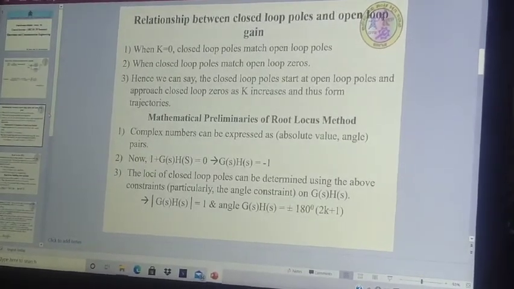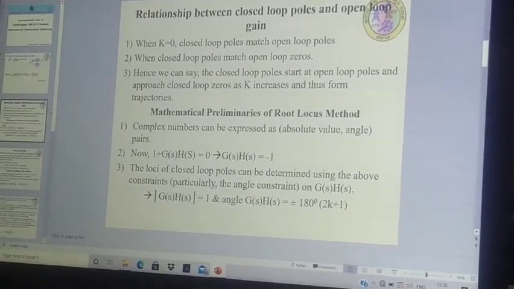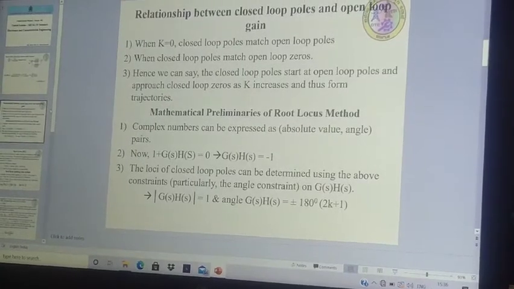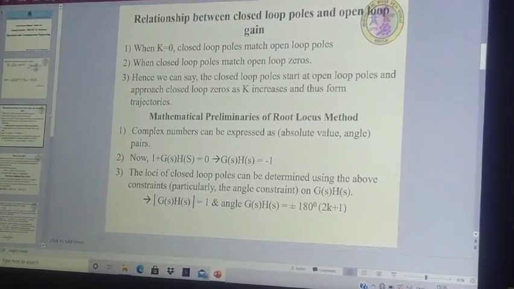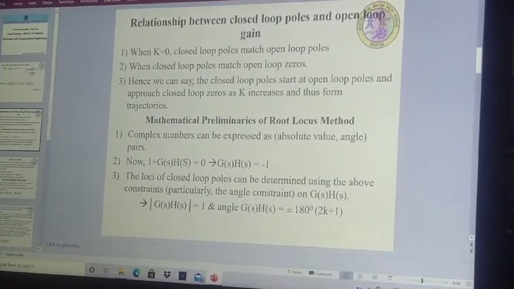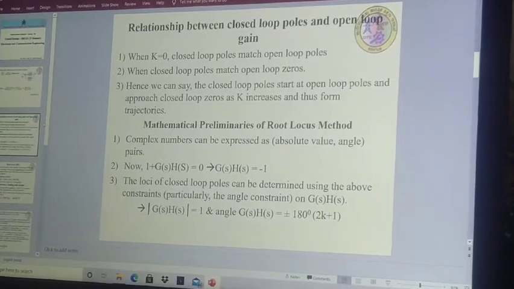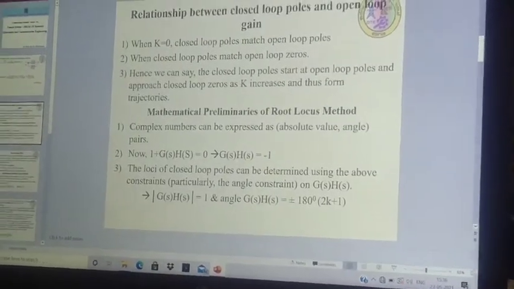When closed loop poles match open loop zeros, hence we can say the closed loop poles start at open loop poles. Closed loop poles start at open loop poles and approach closed loop zeros as k increases and thus form trajectories.